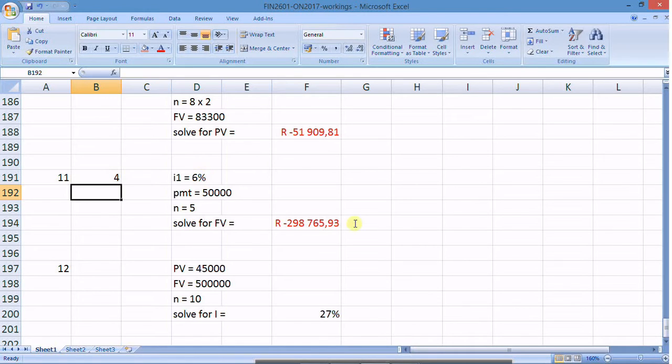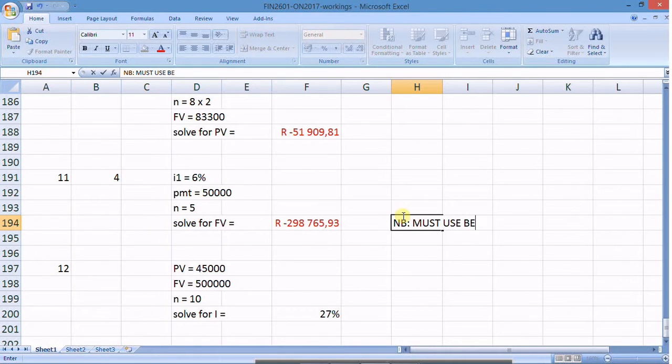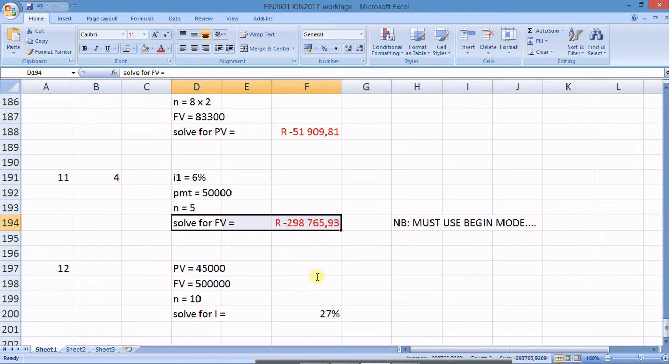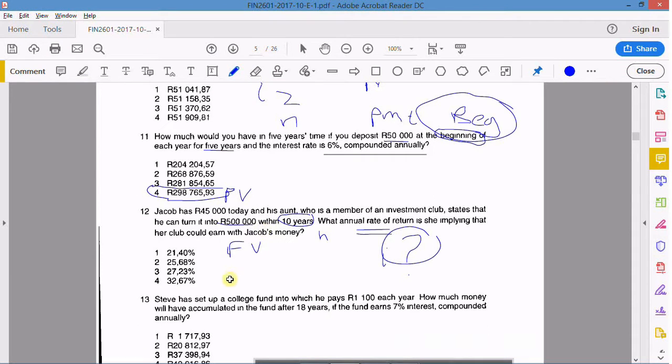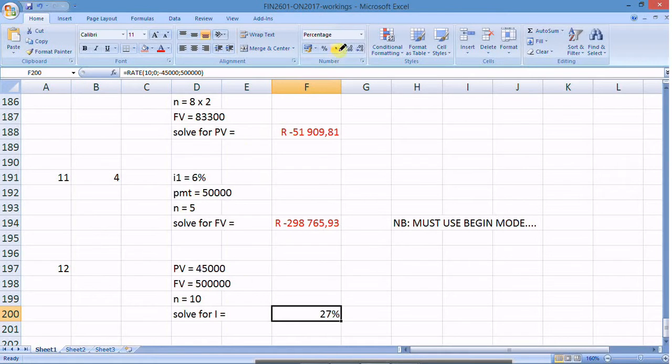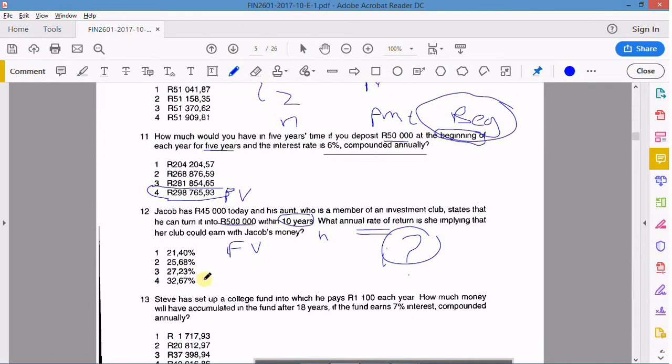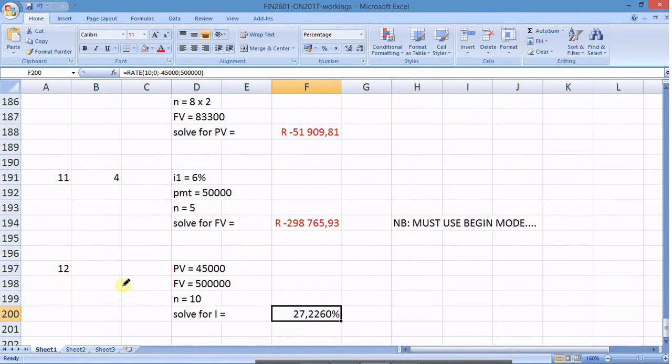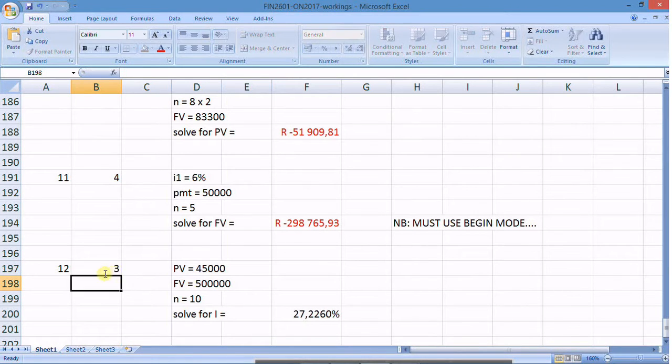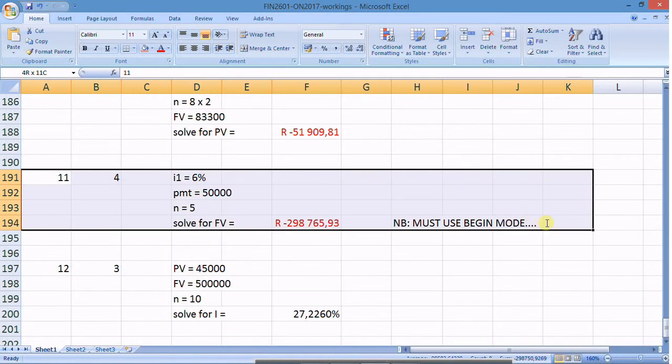Okay, I'm going to put a note here. NB: must use begin mode. Okay, just check it again. I'm just recalling, number 12, did we get that right? Let's get more decimals here. Yeah, option 3, 27.233 is correct. So I'm happy with number 12. Number 11 we need to go back. I don't remember if we checked it with begin mode, so let's just do that again.